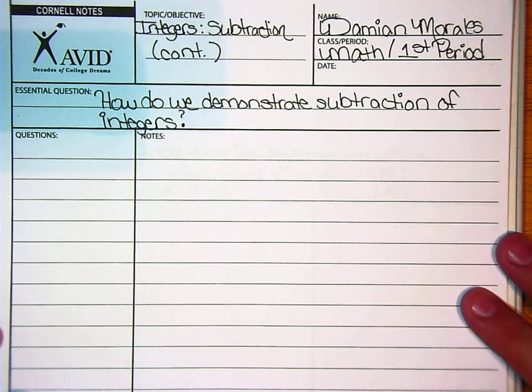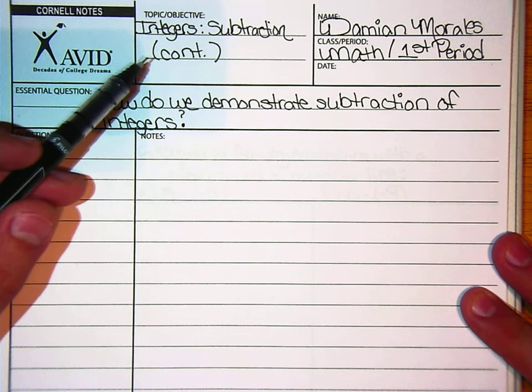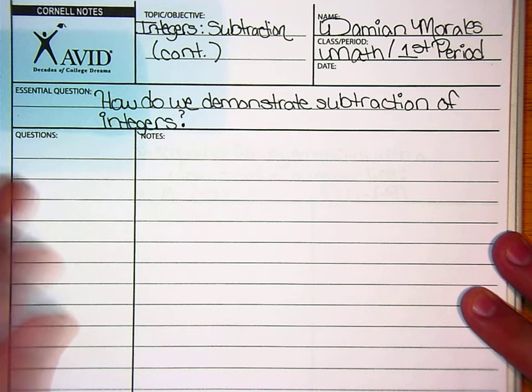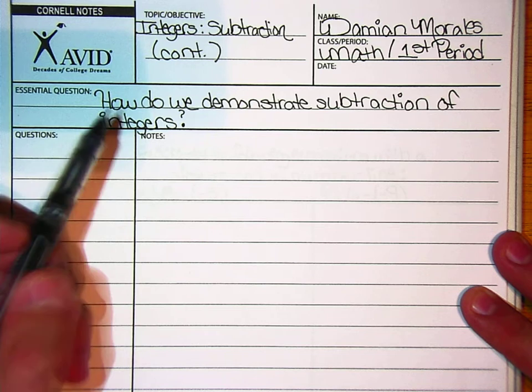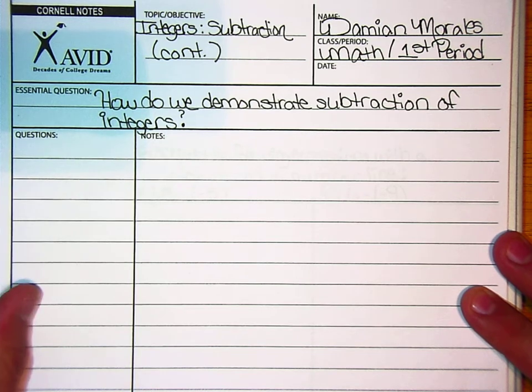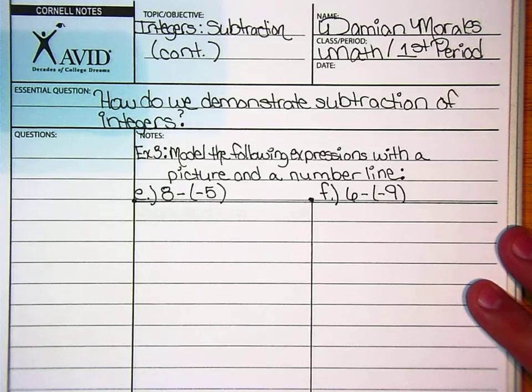Hello, this is the final set of notes for integer subtraction. Finally, yay! So let's go ahead and get through these last two examples. Our essential question is more or less the same as before. How do we demonstrate subtraction of integers?